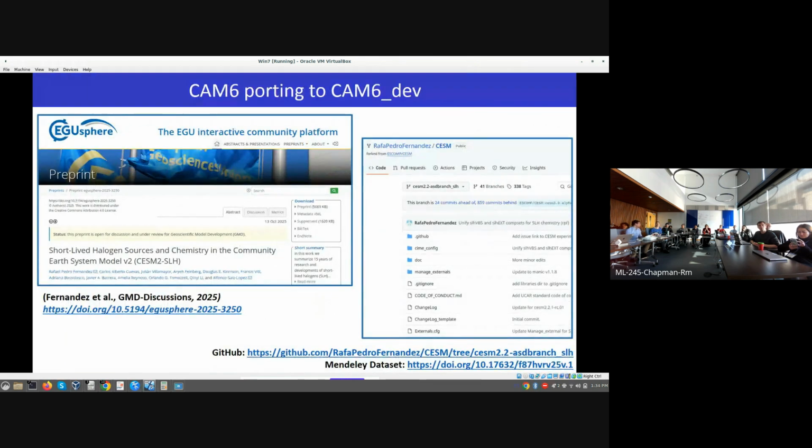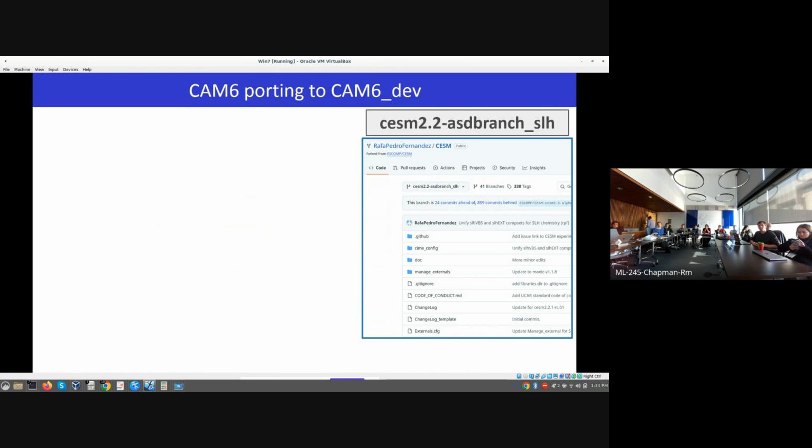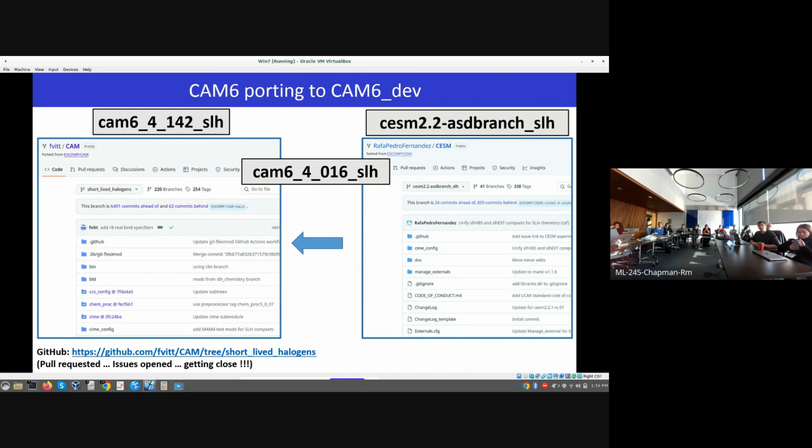So where are we now? And that's why I've been here dealing with Francis and many other people. So this is the CAM6 version that we have on the right. And when I asked for the pull request after having all of this, they said, why are we keeping this if this code will no longer be available? So we started working with Francis, importing everything to the CAM6 development branch of the code.